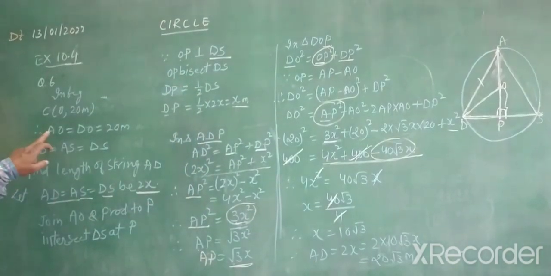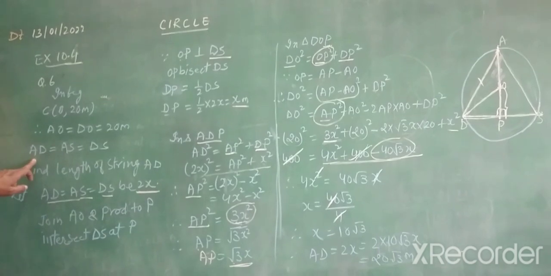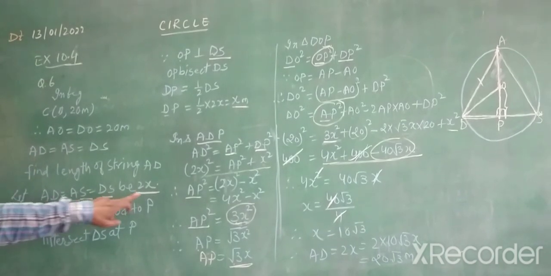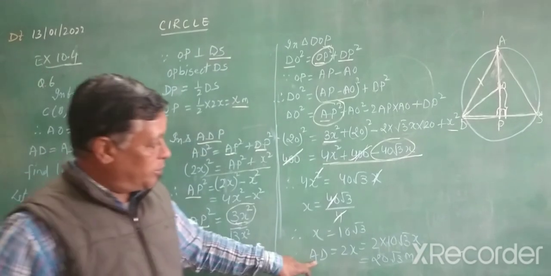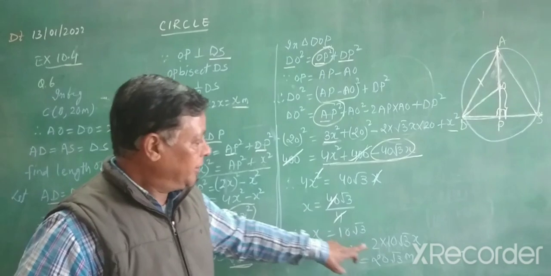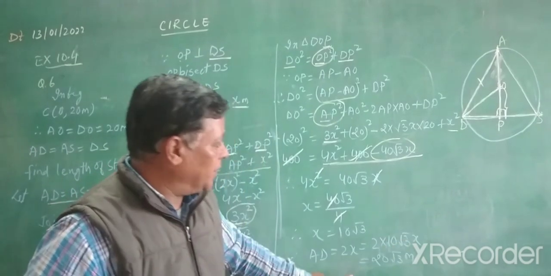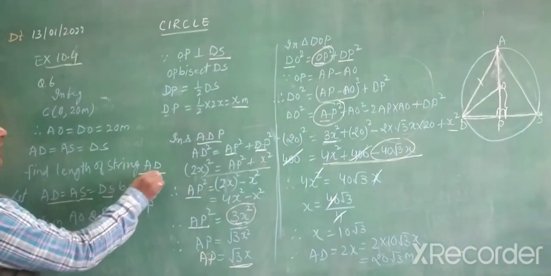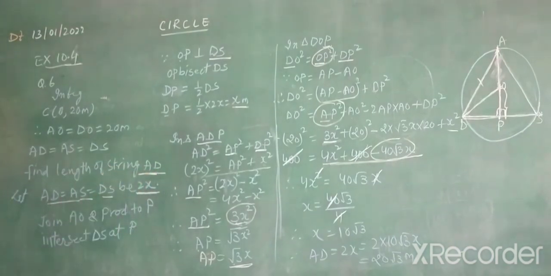AD is 2x. We assumed that AD, AS or DS is 2x. So AD equals 2x. Substituting the value of x, which is 10 root 3, we get 2 into 10 root 3 equals 20 root 3. So the length of the side AD or AS or DS is 20 root 3. Okay. If you have doubt, you can ask.